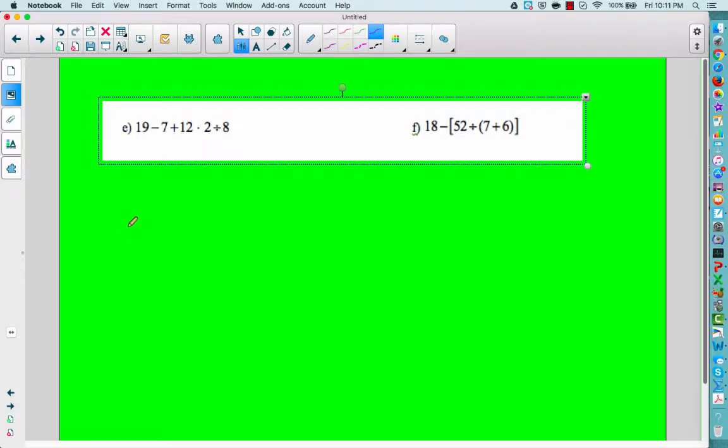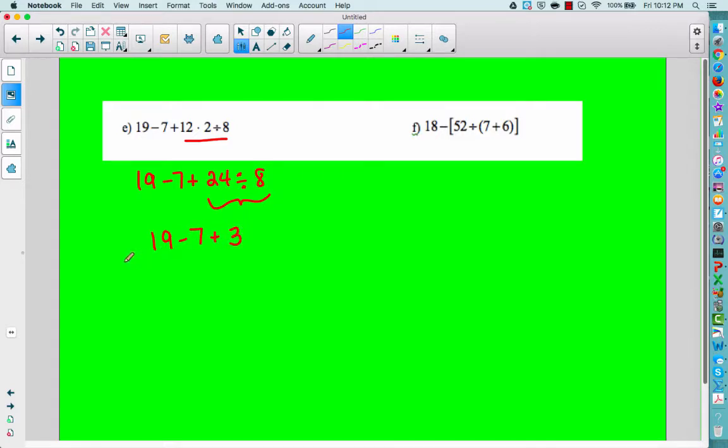All right, a little bit harder. I'm giving you multiple operations here. So 19 minus 7 plus 12 times 2 divided by 8. I have to do the multiplication and division first, and I have to follow left to right. So I have 19 minus 7 plus 12 times 2 is 24, divided by 8. Then I do the 24 divided by 8, which is 3. And then I follow order left to right with the addition and subtraction. So 19 minus 7 is 12. 12 plus 3 gives me 15.